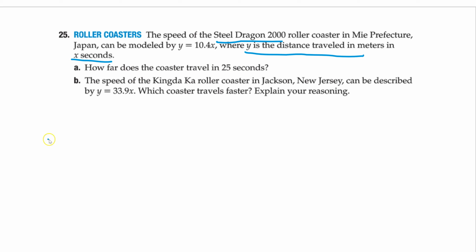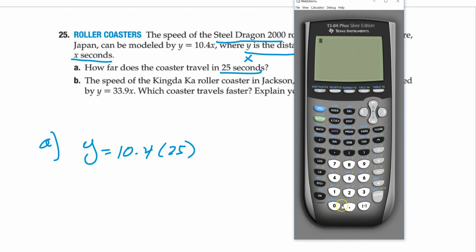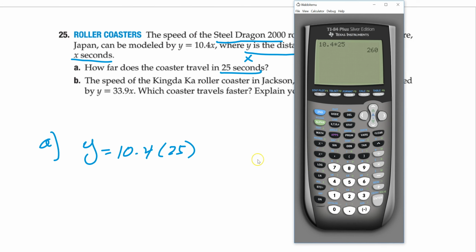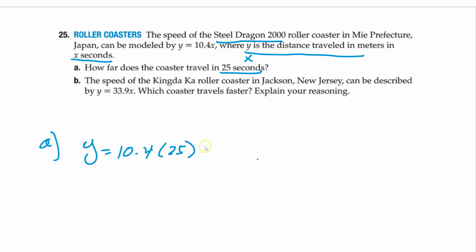So A is easy. I'm like, okay, they gave me seconds. All I gotta do is plug it into the equation. Right on. So you plug this in. We plug into our calculator. Here's my fancy one. Let's see, 10.4 times 25, and I get 260. So remember, it's meters. 260 meters. It travels 260 meters in 25 seconds.